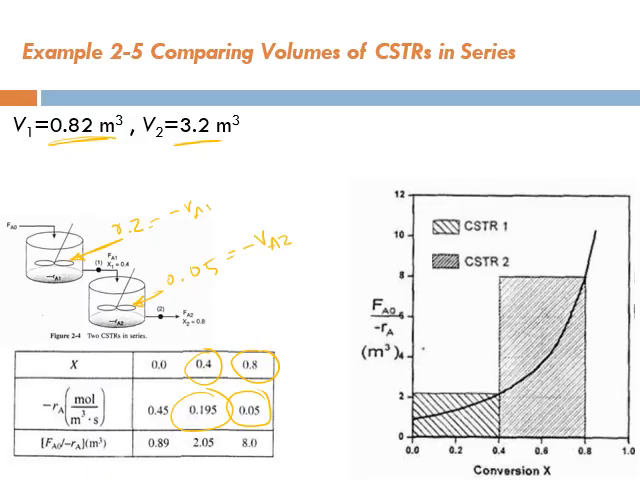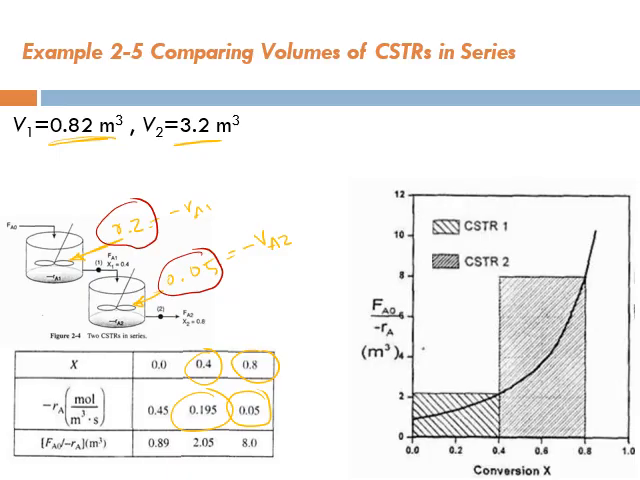Do you see the difference? It's 4 times bigger. The rate of reaction inside the first reactor is 4 times more than the rate of reaction in the second reactor. Therefore, the volume required for the first reactor is much smaller than the volume required for the second reactor, although both of them are achieving the same objective, or doing the same duty, which is a 40% conversion.